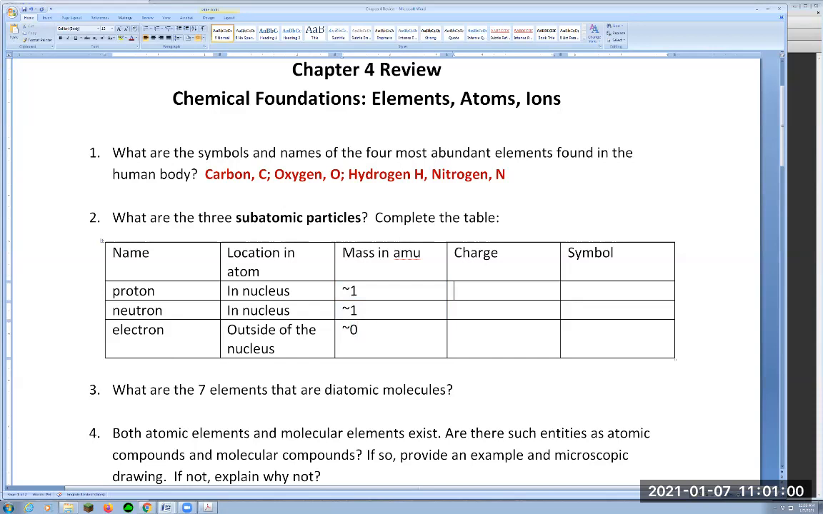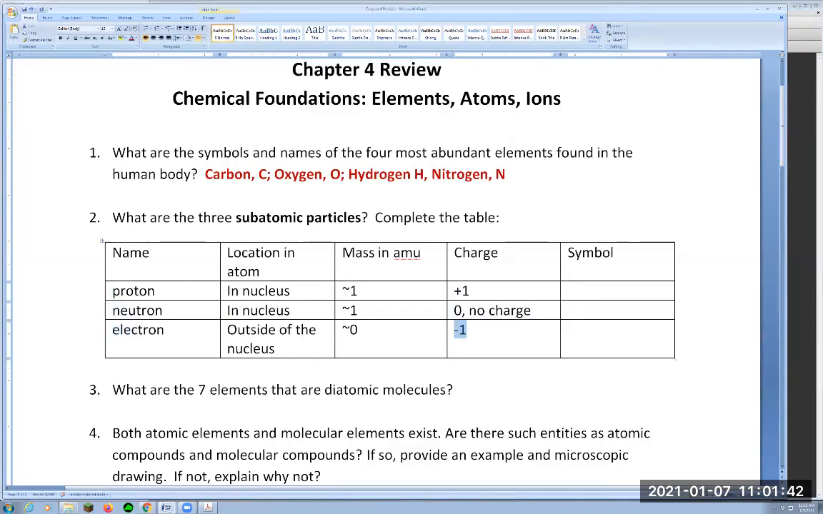Charge, and here we are talking about electrical charge. The charge of a proton is +1. Neutrons, like the name suggests, are neutral, so no charge. This is important here. And the electrons are -1. Those signs are important. So to remember which one is which: protons are positive, neutrons are neutral, no charge, and then electrons are -1.